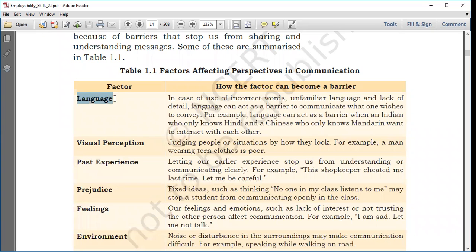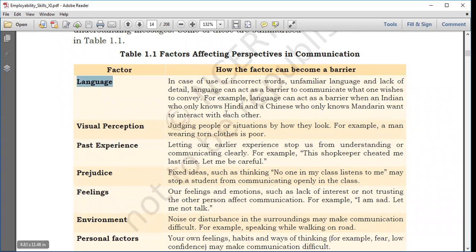First of all is the language. In case of use of incorrect words, unfamiliar language, or lack of details, language can act as a barrier to communication. अगर आप incorrect words use करते हो, right? You are not familiar with the word that you want to use, right? For example, as I took an example, you go to South, वहाँ पे उनकी लैंग्वेज में आपको बात करनी है और you don't know the language properly, you know only certain words, so you will not be able to convey your things properly there.